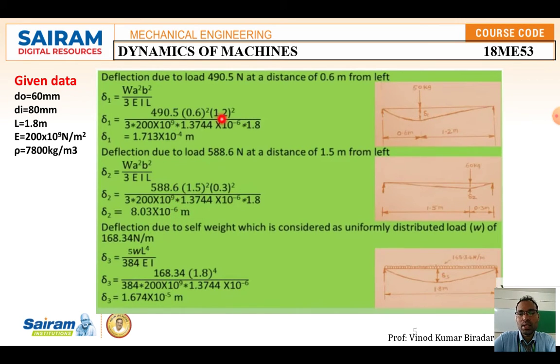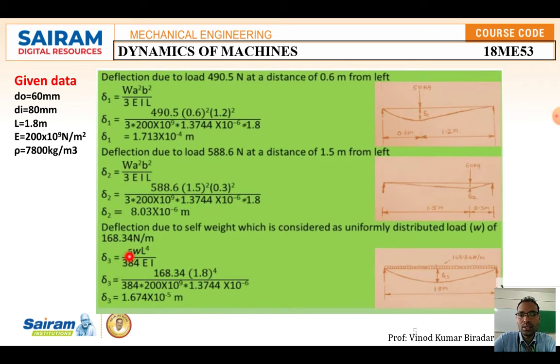So delta 1 you calculated, delta 2 is calculated. Coming to the last, that is the uniformly distributed load, the deflection due to the self weight, which is considered a uniformly distributed load. Delta 3 is equal to 5, this is the formula for the uniformly distributed load. You don't get confused here: for delta 1 and delta 2 we used the same formula, whereas for delta 3, the uniformly distributed load, the formula varies. Delta 3 is equal to 5 WL to the power of 4 divided by 384 EI. This is the formula for the uniformly distributed load of this transverse vibration.